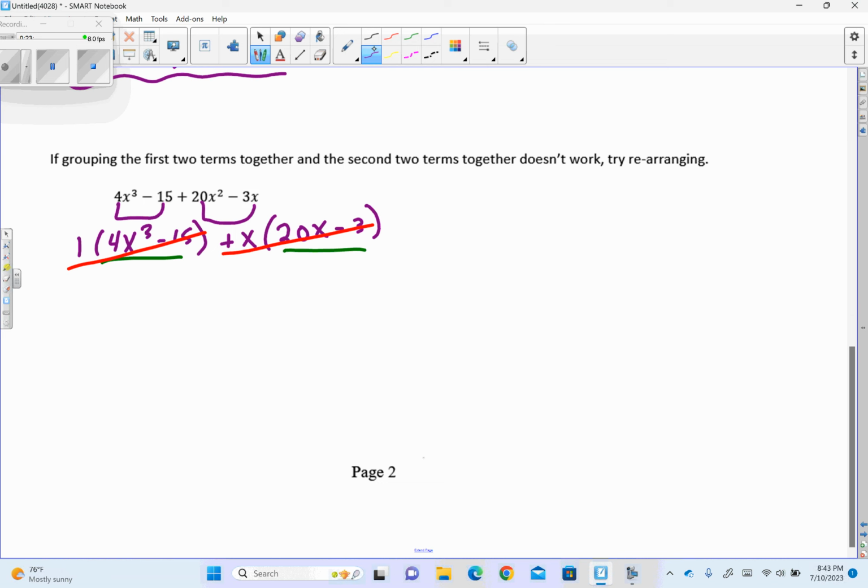So let's say instead of doing the first two and the last two, let's say that we rewrite this as 4x to the third plus 20x squared minus 15 minus 3x. And let's try to group the first two and last two again and see what happens. Now the first two terms, the 4 and the 20, have a common factor of 4, and we can take the smallest exponent. And this is going to leave me with x plus 5.